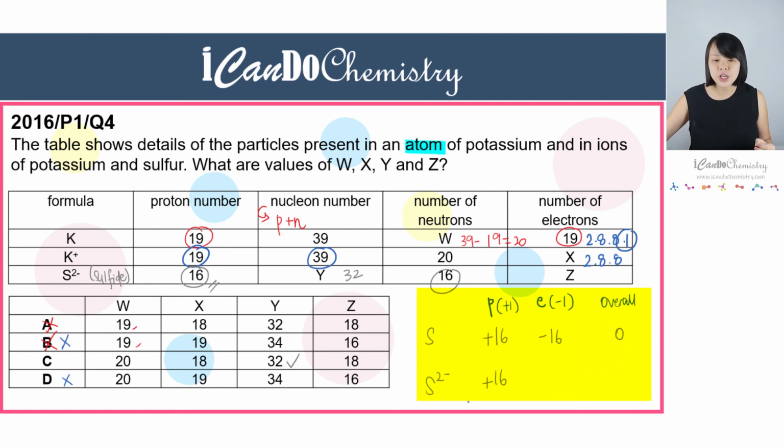Over here, we see that the charge of sulfide is actually a -2, which means that the number of electrons must be more than the number of protons now. By how many? By 2. So the number of electrons must be 18. So 18 electrons contribute to a charge of -18. So -18 and +16, which comes from protons, will give you an overall of -2. So the number of electrons must be 18. So Z is 18 in option C. So option C is definitely the correct answer.